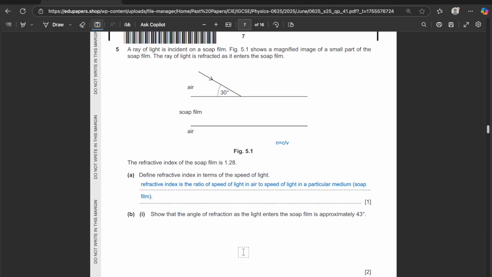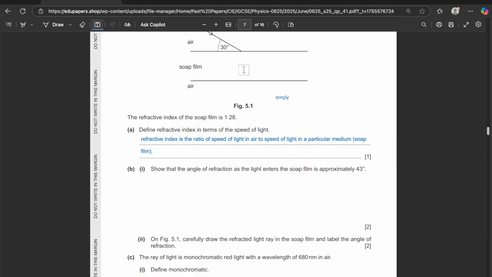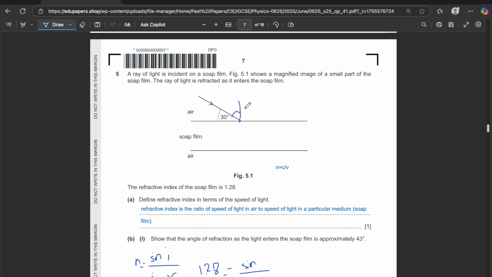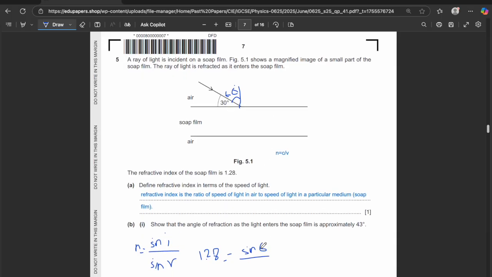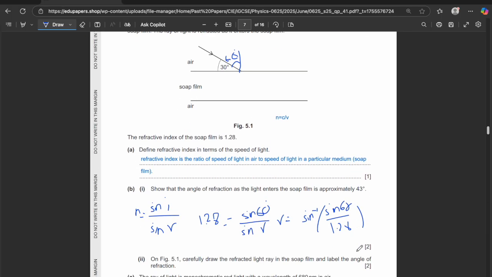B1, show that the angle of refraction as it enters the soap film is approximately 43 degrees. So we can use this equation, n is equal to sine i divided by sine r. Refractive index is 1.28. Sine i is this one, 60 degrees, and then sine r. So you can put this directly into a calculator. So we get something like 42.577, which is approximately equal to 43 degrees.